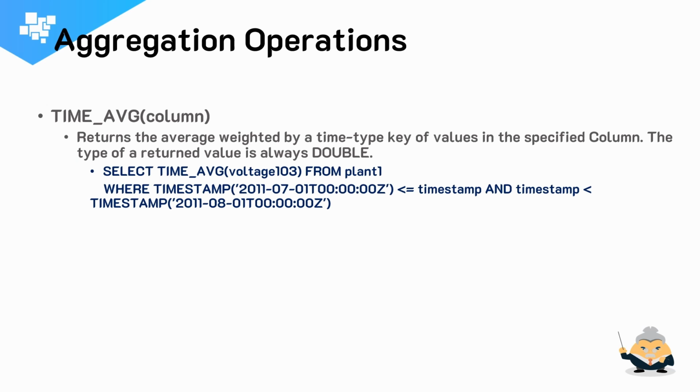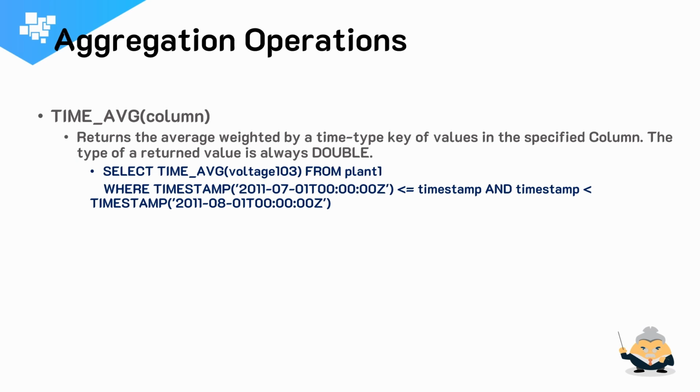All right, and the last aggregation operation I want to go over is the time average. As you can see, it only takes one parameter. It's just the column that you want to find. The time average returns the average weighted by a time type key of values in the specified column. This value is always going to be of the double type because, as you know, averages always have decimals in there because they're dividing numbers and doing lots of math in the background.